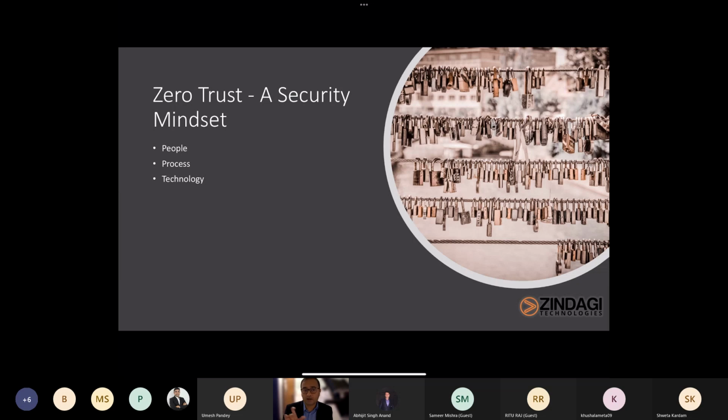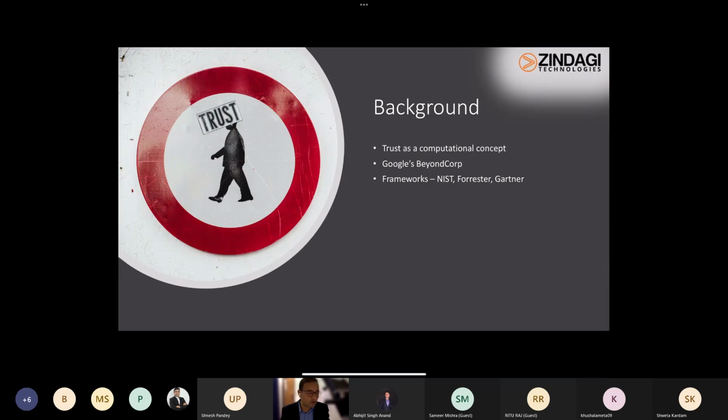So my point here is that zero trust is not a product that you can implement. It's not just one technology that you can implement. It is a mindset shift, right? And let's talk about what this mindset shift is all about. A little background of zero trust. This is going to get philosophical for around 30 seconds.